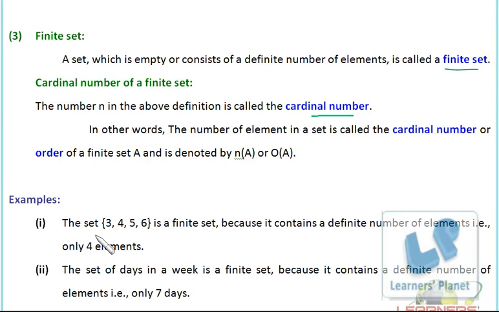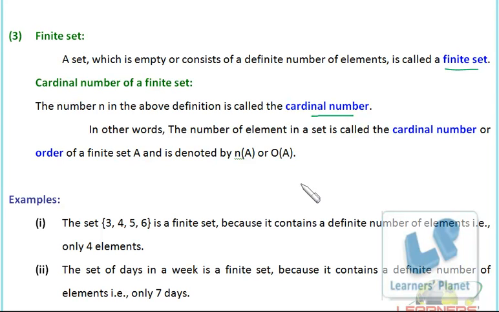I have an example over here. The set {3, 4, 5, 6} is a finite set because we can count: 1, 2, 3, 4 elements are there. Since the number of elements can be counted, this is a finite set. And what is the order of this set? That is 4, or we can say the cardinal number is 4, right? The set of days in a week is a finite set because it contains a definite number of elements, that is 7 days, Monday, Tuesday up to Sunday, right?